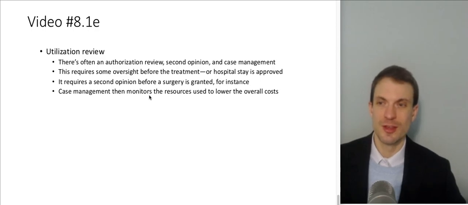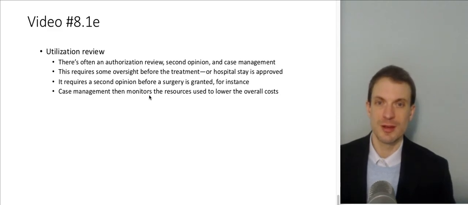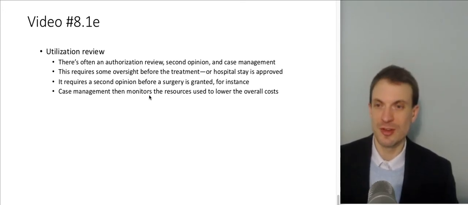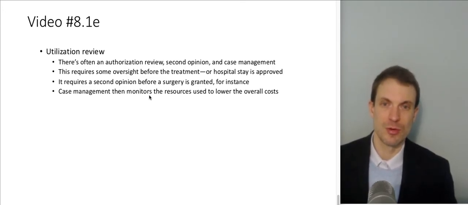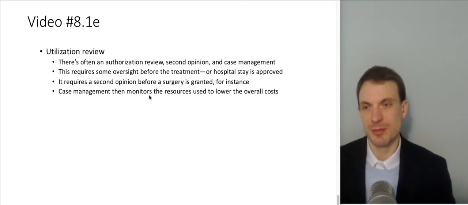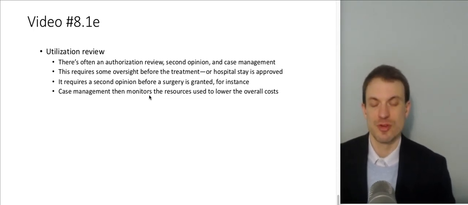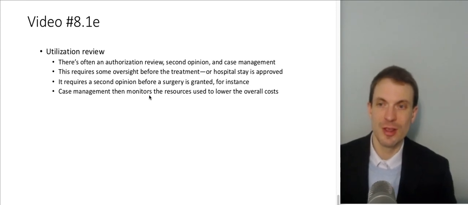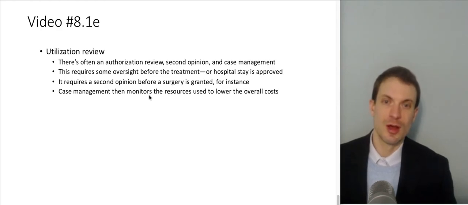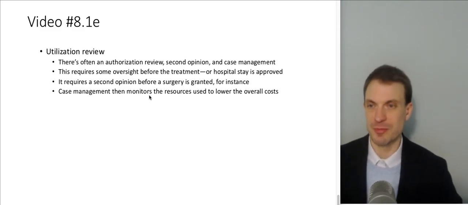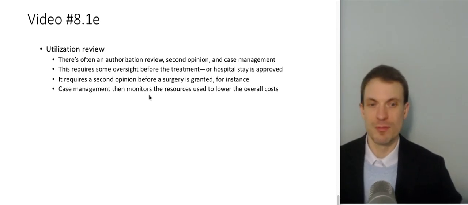The last aspect is the utilization review. There's typically some type of authorization review, second opinion, case management that's involved, especially with hospital stays. The idea here, specific for hospital stays, is there might be some type of oversight before the treatment or at the time that the hospital stay is being approved. There might be some type of second opinion that's required before surgery is granted to see how we have treated all similar cases like this, what's the standard of care, and so on. And then case management monitors the resources that are being used to lower the overall costs throughout the duration of the treatment. And then sometimes some of these aspects are backward looking to inform practices for the future.